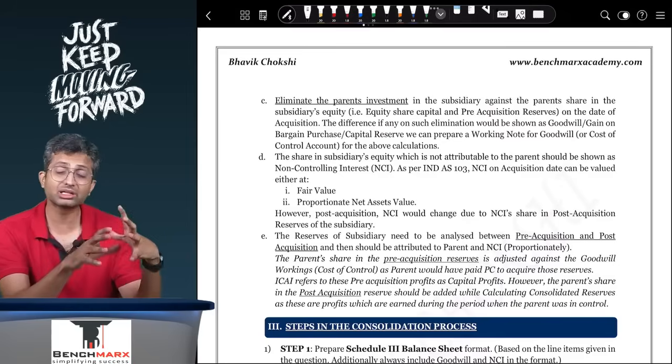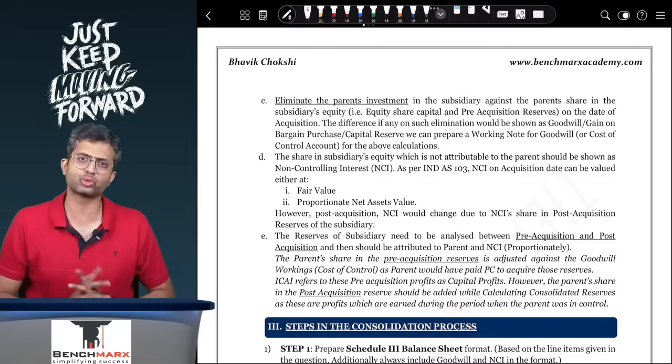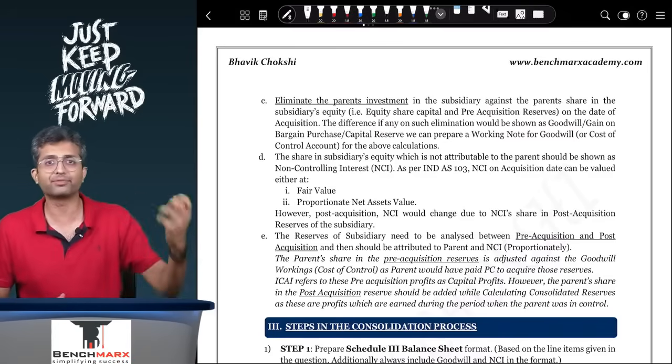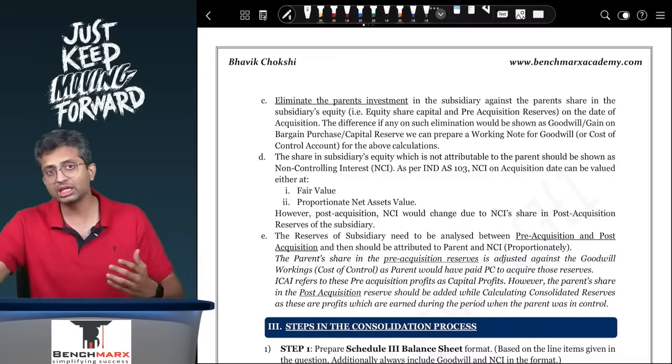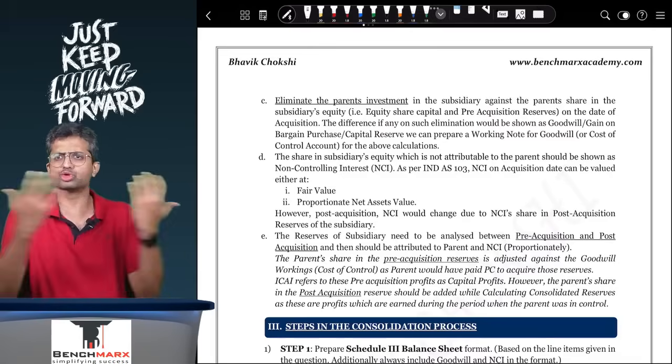However, the reserves that Reliance earns post the acquisition of Future Retail are called post-acquisition reserves. These are reserves earned because of the efforts, management and time spent by Reliance Industries in Future Retail. These are called post-acquisition reserves. What do you do with post-acquisition reserves?